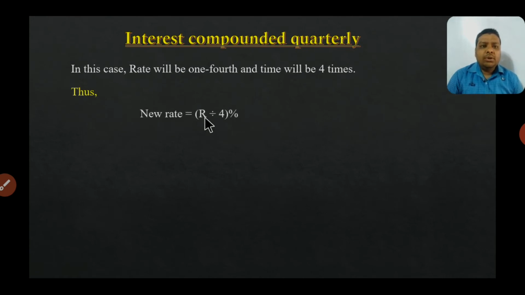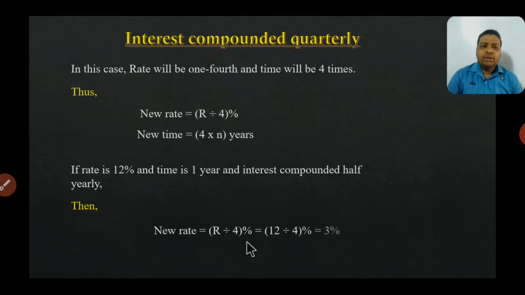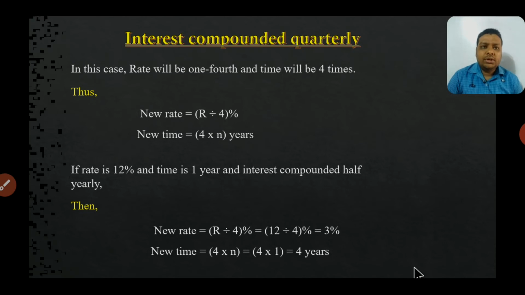We can say the new rate we will divide by 4 and the new time we will multiply by 4. Suppose the rate is 12% and the time is 1 year and the interest is compounded quarterly, then in that case the new rate will be 12 divided by 4, that is 3%, and 4 into 1, 4 years. Okay students, now let's solve another question based on this.